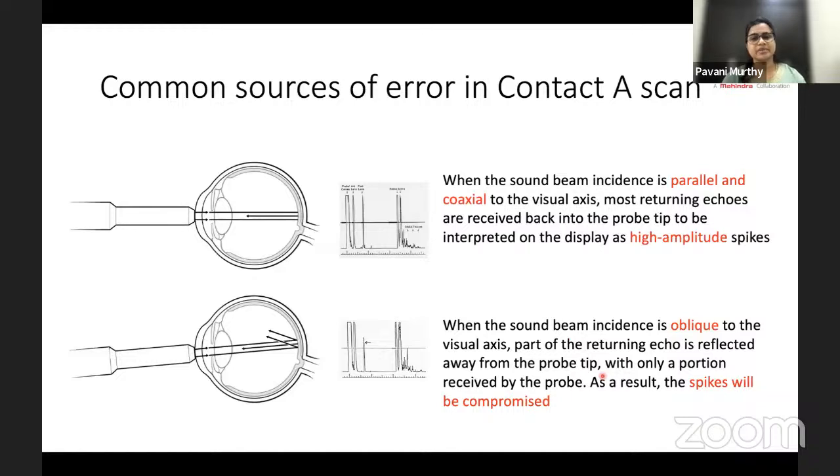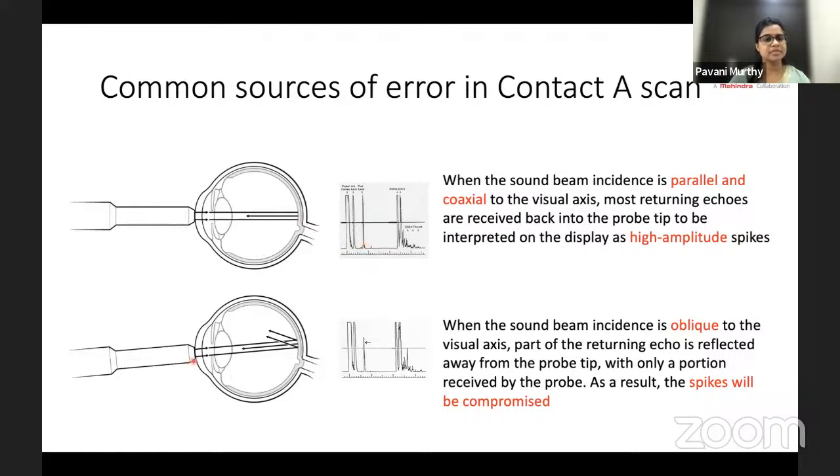So spike height is affected not just by the difference in density as it travels through the eye, but also by the angle of incidence, which is determined by the probe orientation to the visual axis. Like in this scenario where the sound beam is parallel and coaxial to the visual axis, most of the returning echoes travel back to the probe and give you high amplitude spikes.